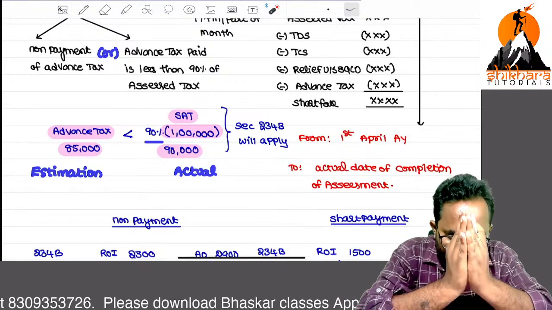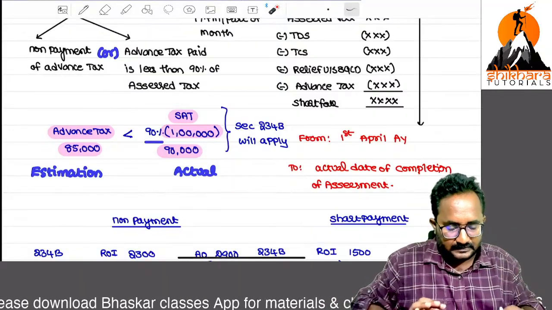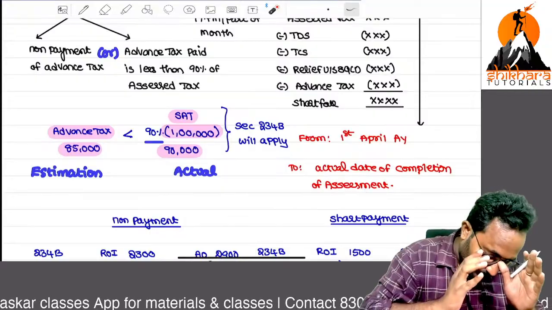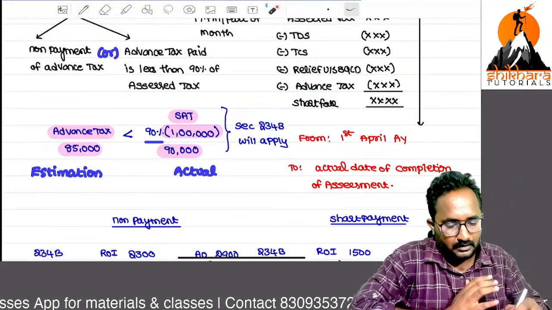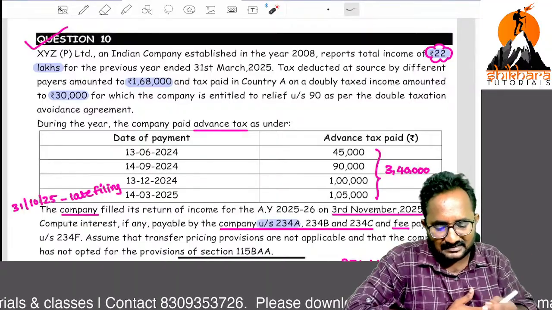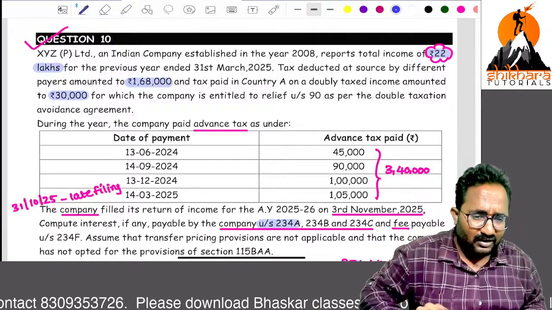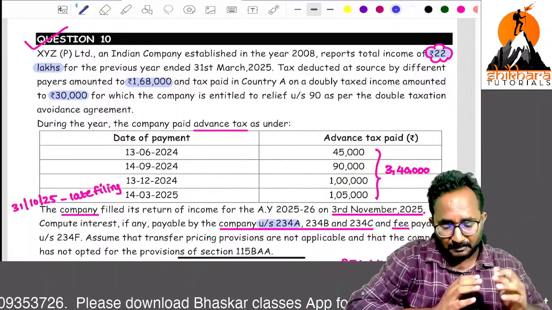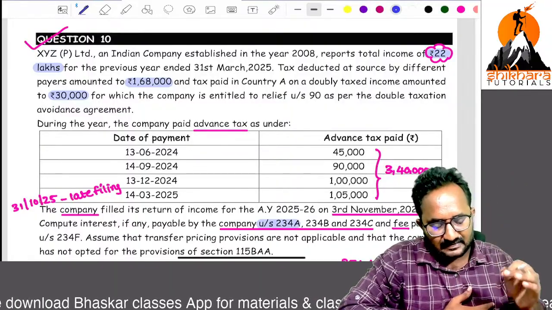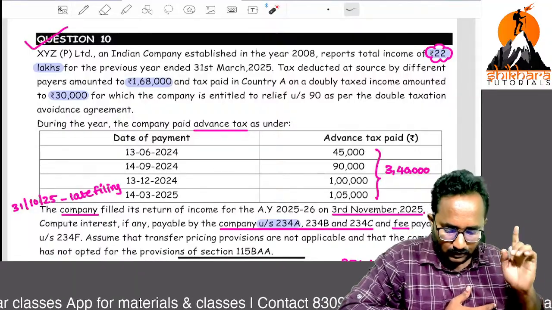For companies, the due date is always 31st October only. Where tax audit is there, for companies, the due date is always 31st October only. In this question, that is a company, and tax audit is always there for companies, so don't think about it. Mostly we get a tax audit for companies. Due to the voluminous transactions, the due date is extended to 31st October for companies. Tax audit assessees also have 31st October. Next.